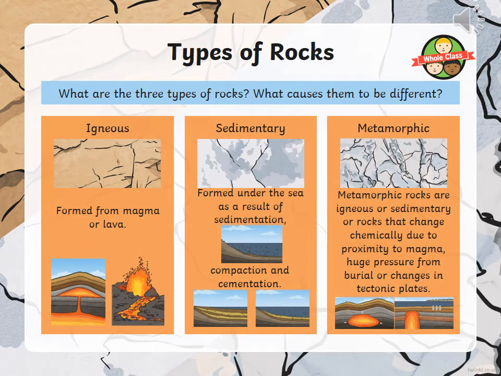In our last class, we learned that there were 3 different types of natural rocks, but what causes them to be different? Igneous was formed by magma or lava. We had the intrusive and extrusive different types of igneous. We learned that sedimentary was formed under the sea or under some water, sometimes just on land as well, but mostly formed under the sea as the result of sedimentation, compaction, and cementation.